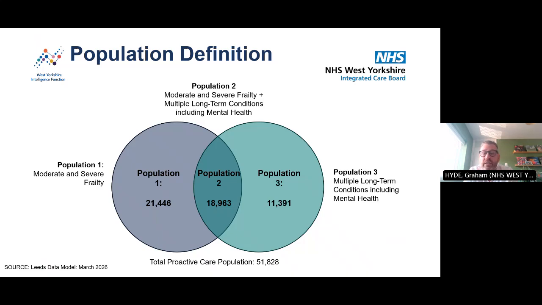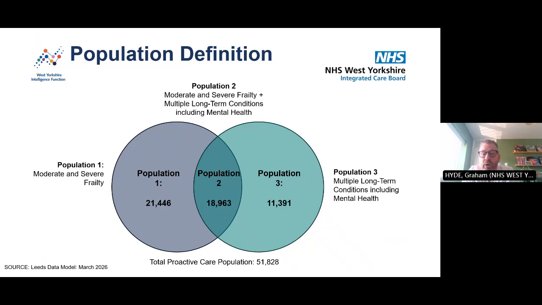We obviously used the Leeds data model to do this. We wanted a way to also empower teams and leaders across the city to be curious about what the implications of high cost care means for their communities. And we decided that we would have an overall proactive care population of about 51, nearly 52,000 people. And they're made up of 3 separate populations.